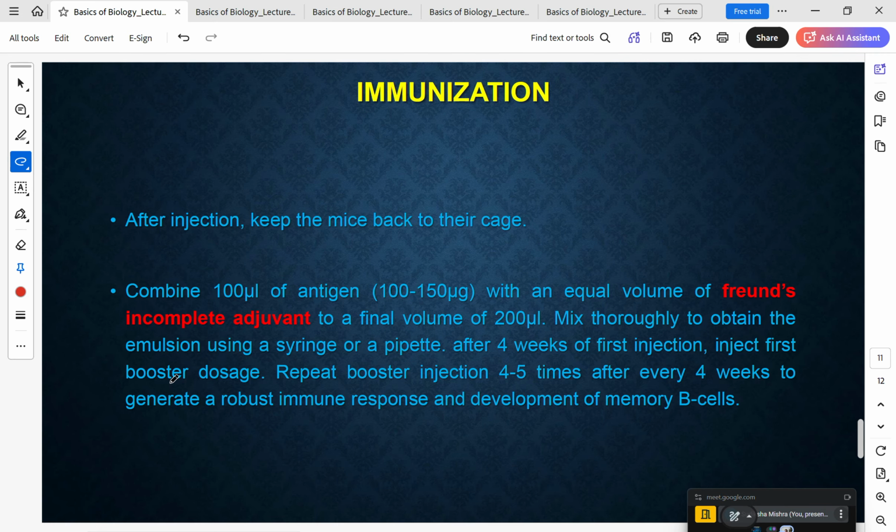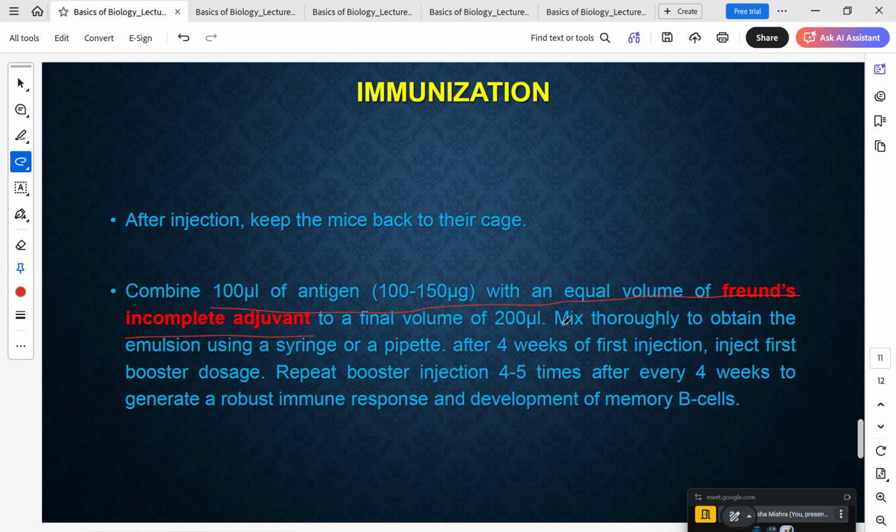After the injection, you can keep the mice back in their cage. For the second booster dose, you can then combine 100 microliter of antigen with equal volume of Freund's incomplete adjuvant. The difference between complete and incomplete is that the incomplete does not have mycobacterium shells in them, mycobacterium cell membrane. The mycobacterium cell membrane enables a heightened immune response. If that's absent, the other components still mount an immune response, but that is not as strong as the complete one.